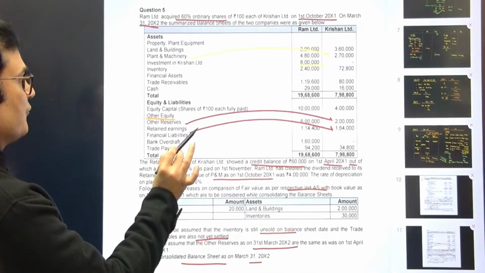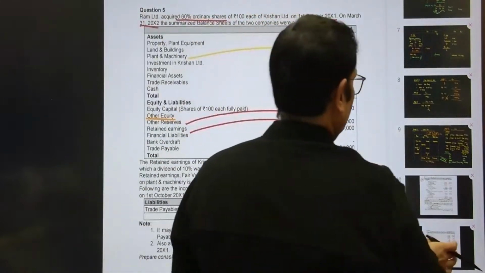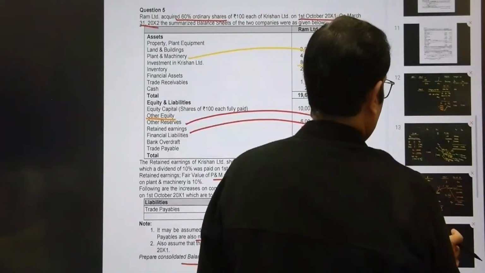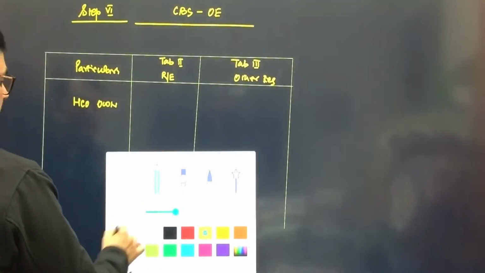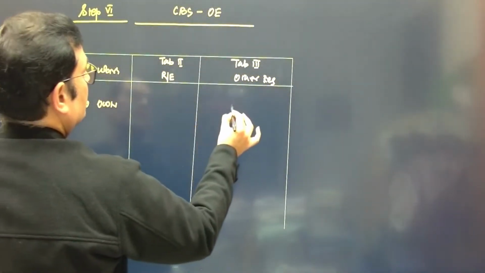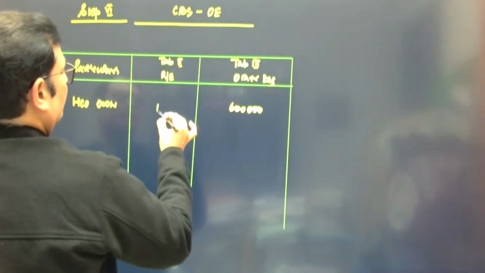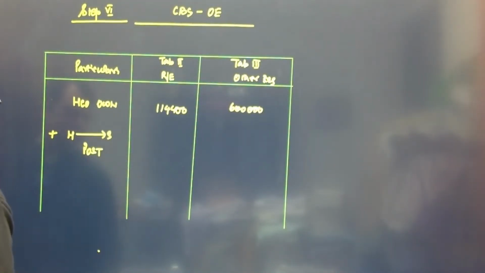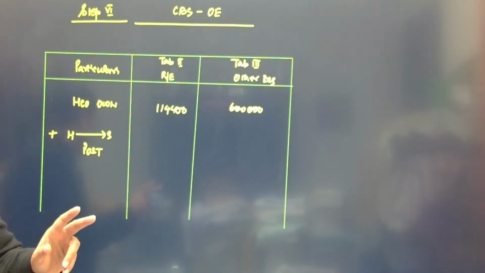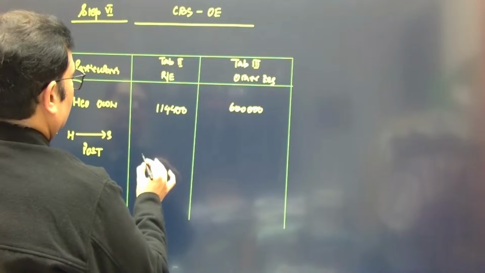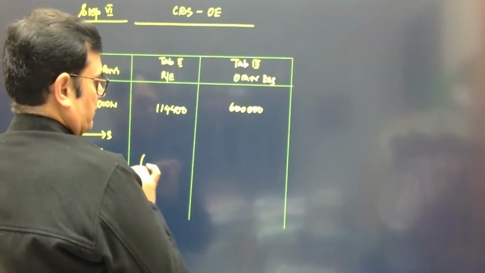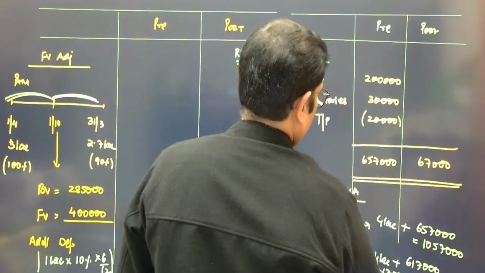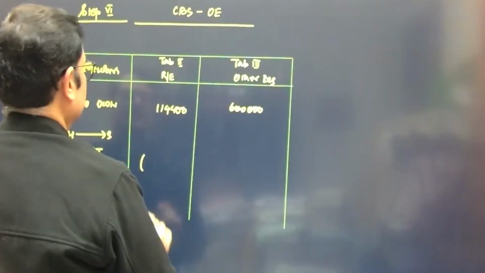I guess it is 6 lakhs for other reserves and 1,14,400. 6 lakh is for other reserve. So 6 lakhs for the other reserves, and RE was, I think, 1,14,400, correct? Yes, sir. To this we add the share of holding in subsidiary post acquisition profits. Look at the analysis. What was the post acquisition profit? 67, is it? Post tax 67,000, sir. Right, 67,000 into 60%.